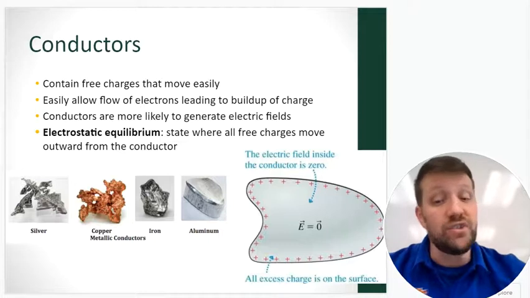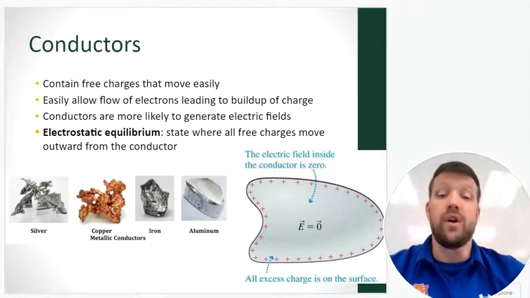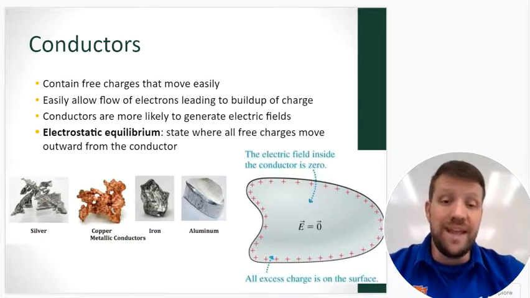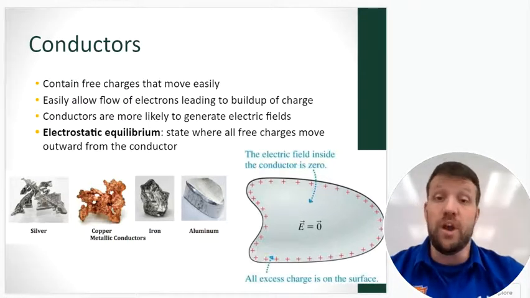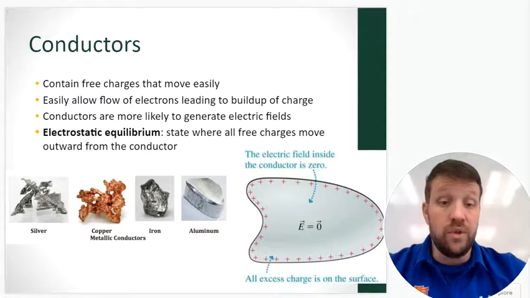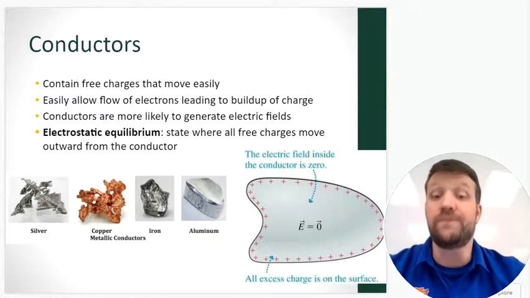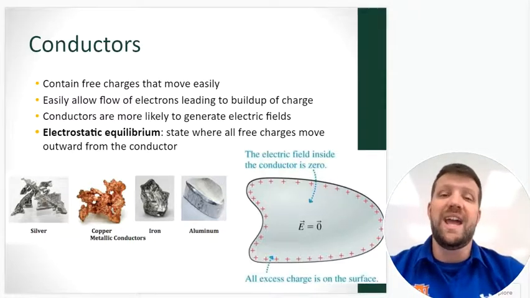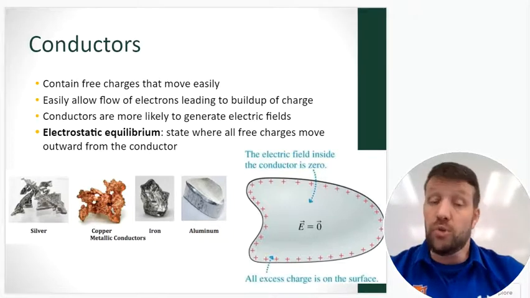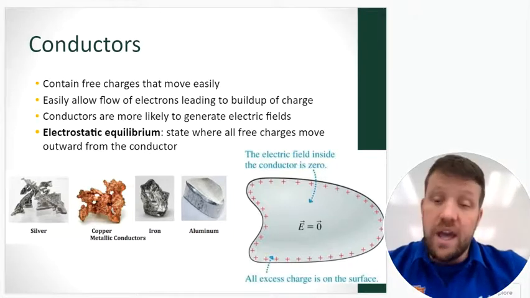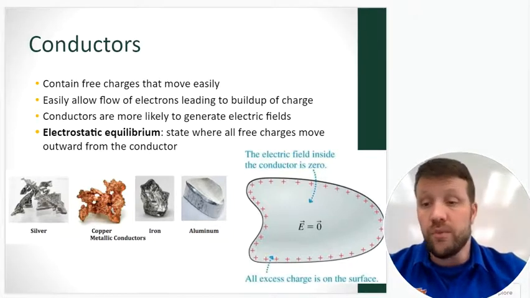But you see there, electrostatic equilibrium. This is a state where all the free charges move outward from the conductor. And that is to say, when we have an equilibrium state, we always have that zero state. So in those cases, if we have full electrostatic equilibrium, we're going to have an equal amount of electrons and protons or no excess. And so we're going to have a charge of 0 overall.